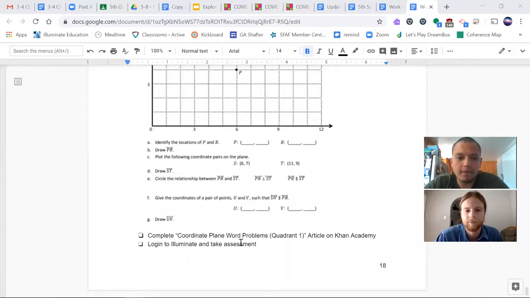Yep. And you can think of the Elluminate test as the exit ticket. So the last thing they have to do is log on to Elluminate and take the test. And that's what the week will look like for the kids.